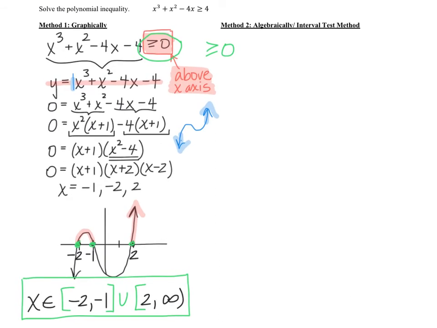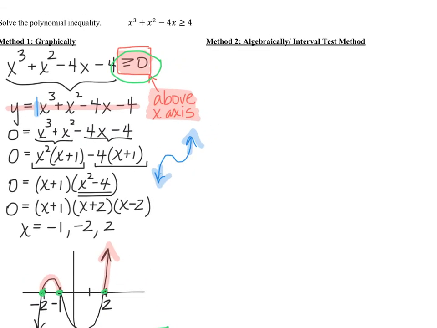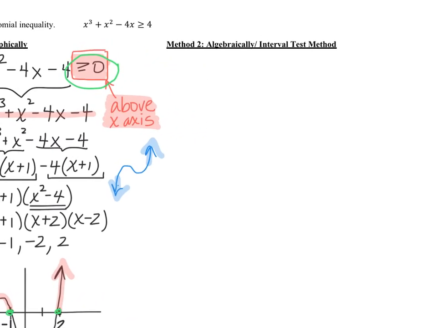So next, let's move on to the second method, which is how to solve a polynomial inequality algebraically. And some teachers and authors call this the interval test method. But this method actually begins very similarly to solving graphically, in that we still have to begin by writing the expression compared to 0. So I still have to subtract 4 from both sides to have x cubed plus x squared minus 4x minus 4 is greater than or equal to 0.